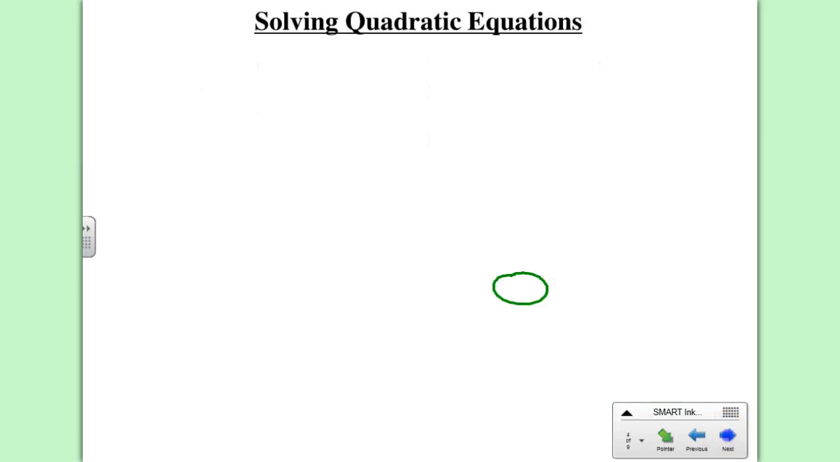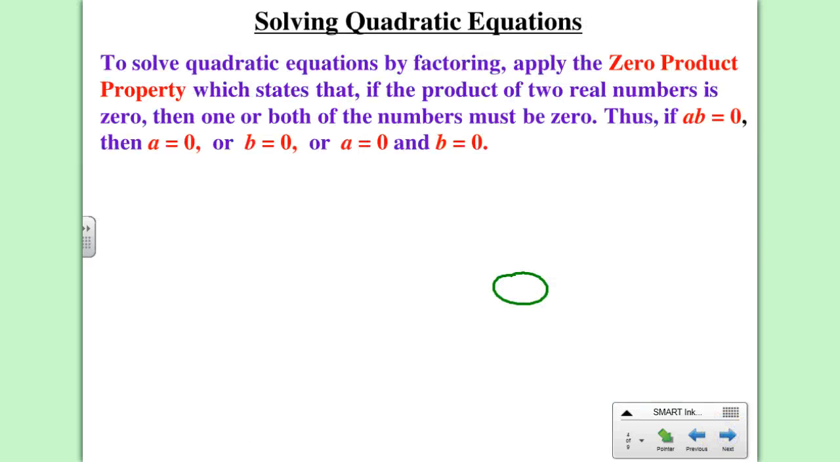So next one, we're supposed to solve these quadratic equations. So once again, fill in the blanks that you don't have there. To solve quadratic equations by factoring, apply the zero product property, which states that if the product of two real numbers is 0, then one or both must be 0. Okay, same as what we talked about in the last one.